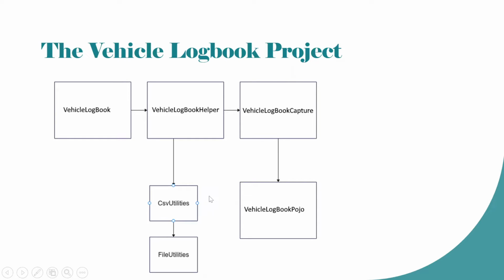Like the previous project, we have a helper class, the Vehicle Logbook helper class. We have a capture class, the Vehicle Logbook capture class. We have a POJO, the Vehicle Logbook POJO, and the CSV utilities and file utilities, we will be using the same files. And then the main class is the Vehicle Logbook class.